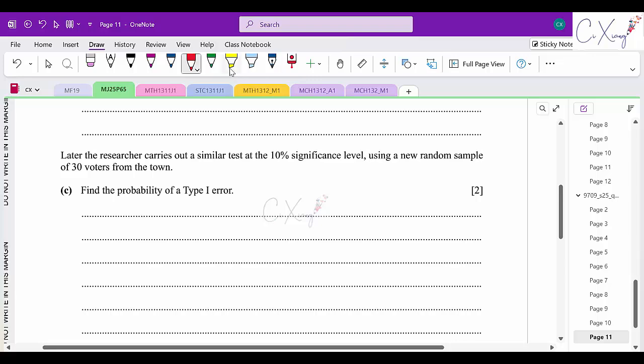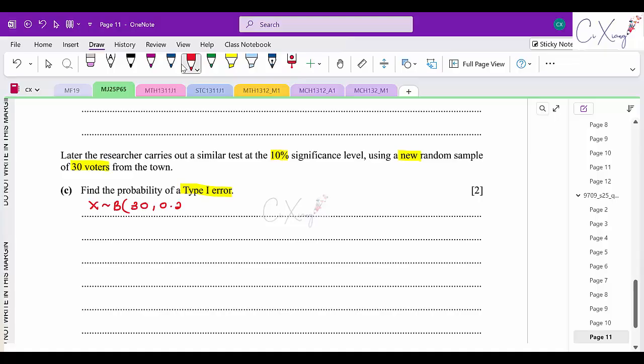Okay, later the researcher carry out a similar test at 10% significance level also, using a new random sample of 30 voters from the town. Find the probability of type 1 error. Okay, so now I'm still having the same distribution, yeah? 30, and the support rate is 0.28.